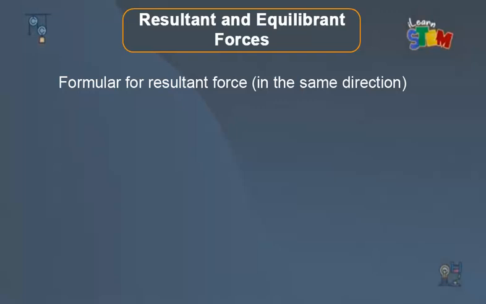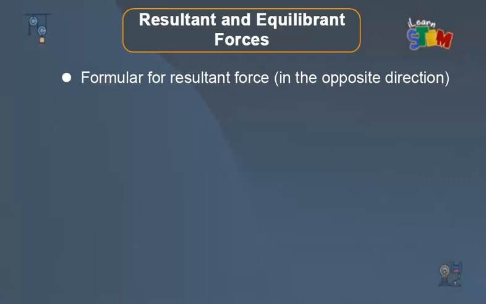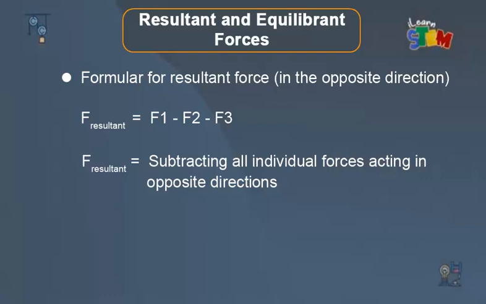Formula for resultant force. In the same direction, F resultant equals F1 plus F2 plus F3. The resultant force is obtained by adding all individual forces acting in the same direction. Formula for resultant force in the opposite direction: F1 minus F2 minus F3. The resultant force is also obtained by subtracting all individual forces acting in opposite directions. They are measured in newtons. F1, F2, and F3 are the individual forces acting on the object.